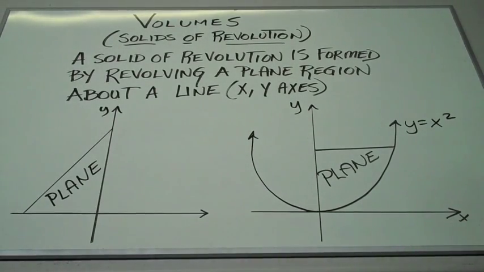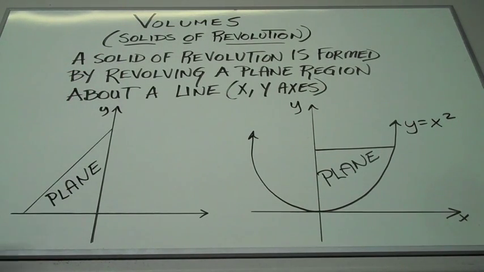Our last topic in calculus is volumes of revolution, or solids of revolution. It says here that a solid of revolution is formed by revolving a plane region about a line. We're going to use the x and y axis. Here are some examples of revolving a plane region around the y-axis.